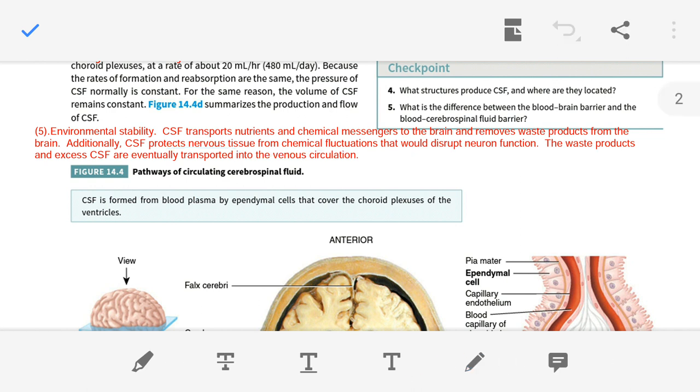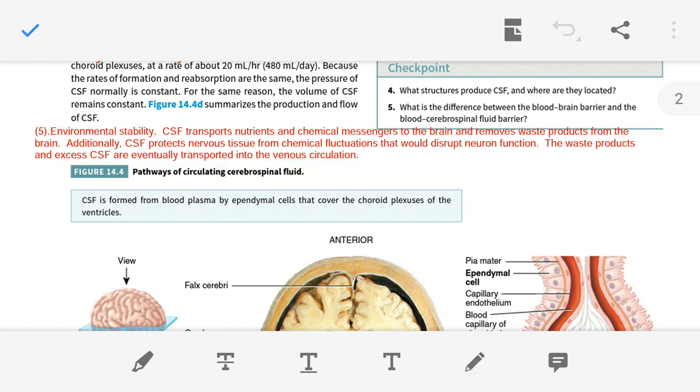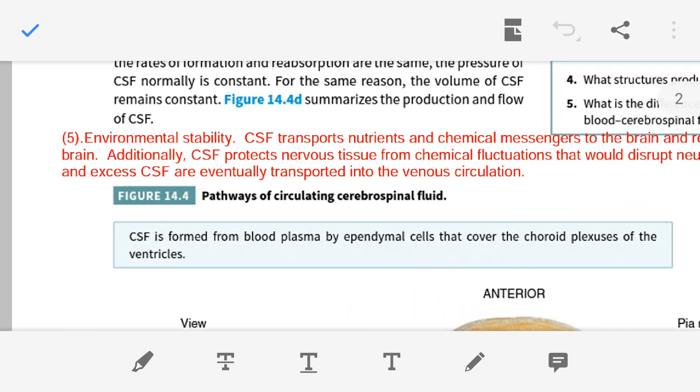Then the waste product which is produced by the neurons, so waste product and excessive CSF, they are eventually transported into the venous circulation. So CSF, after completing its job, is going to be absorbed, it is going to enter into the venous blood, and this way the CSF enters into our venous circulation.